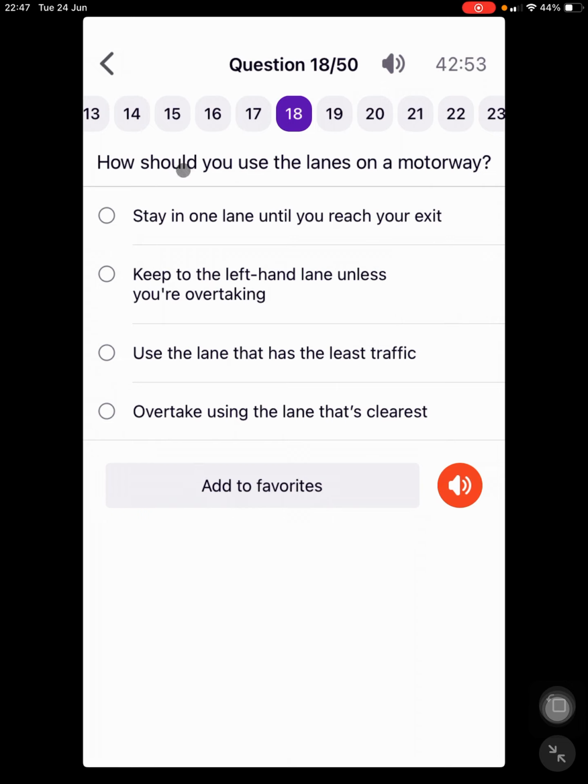How should you use the lanes on a motorway? We always should use the left-hand lane unless we're overtaking. If you're not overtaking, if the motorway is clear, you should always keep to the left.